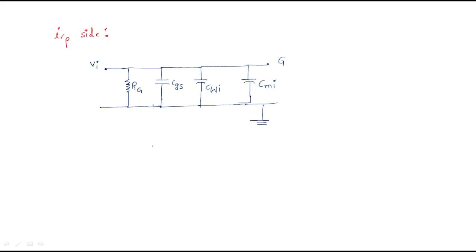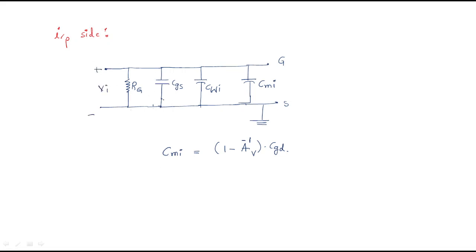How can we write the CMI value? CMI equals 1 minus the voltage gain, whole inverse, into CGD. We have the gate and drain capacitance, which is coming into the gate and source by multiplying this ratio, that is 1 minus the voltage gain inverse. So from this input circuit we will get the input.